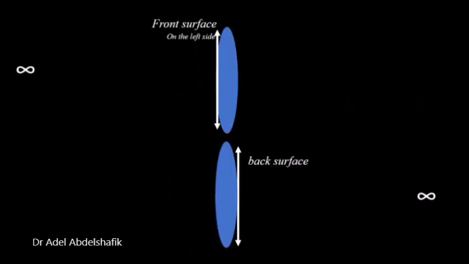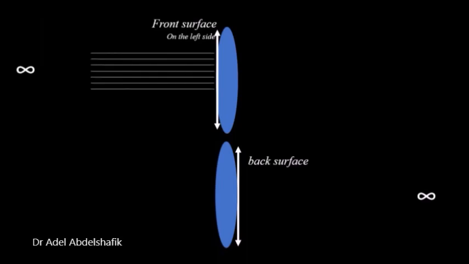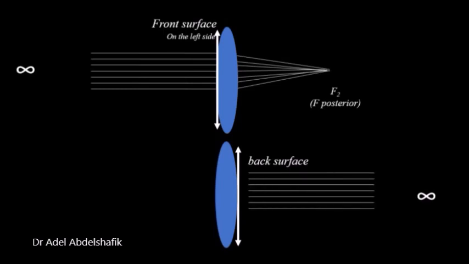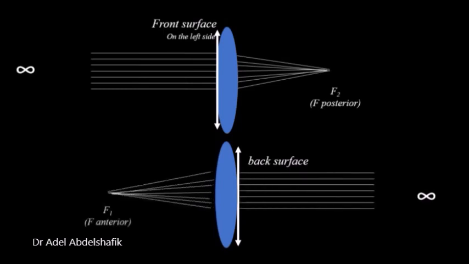Parallel rays falling on front surface of the lens will come to a focus on the other side called F posterior or F2. If parallel rays fall on the back surface of the lens, they will come out from the front surface to converge to F1 or F anterior focal point. So this is F1 and F2.